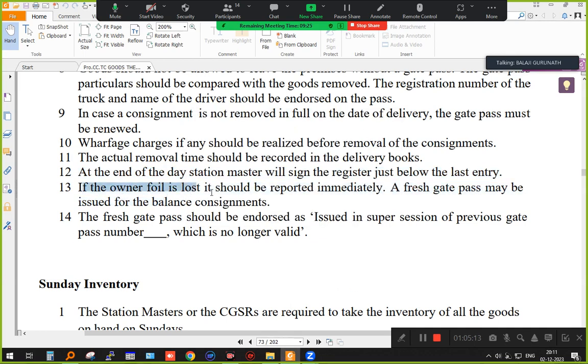If the owner's foil is lost, it should be reported immediately. A fresh gate pass may be issued for the balance consignment. The fresh gate pass must be endorsed as issued in supersession of previous gate pass number so and so, which is no longer valid. Why?